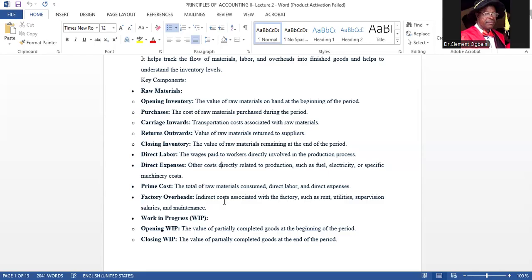So in manufacturing accounting, we say that the direct material, direct labor, and direct expenses, when we add all of them together, we call them the prime cost. The ones we classify as indirect, which you cannot trace to units produced, like indirect expenses, indirect labor, and indirect material, when we add them together, we say that they are factory overheads.